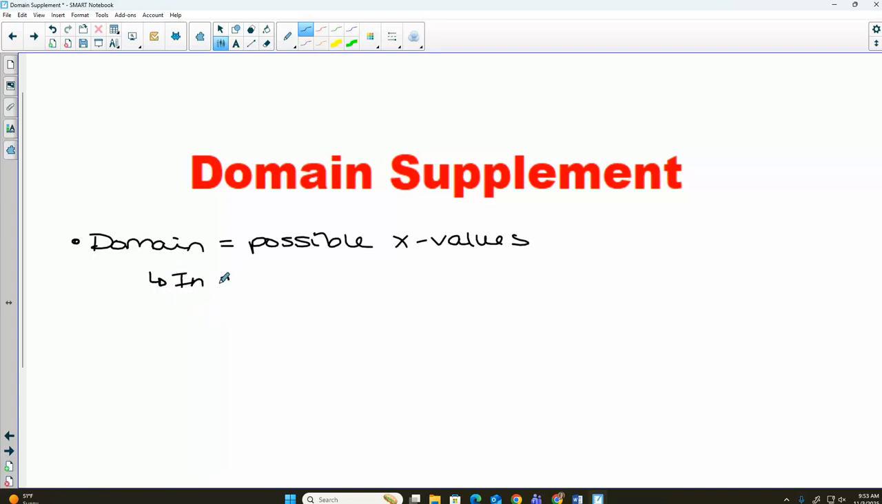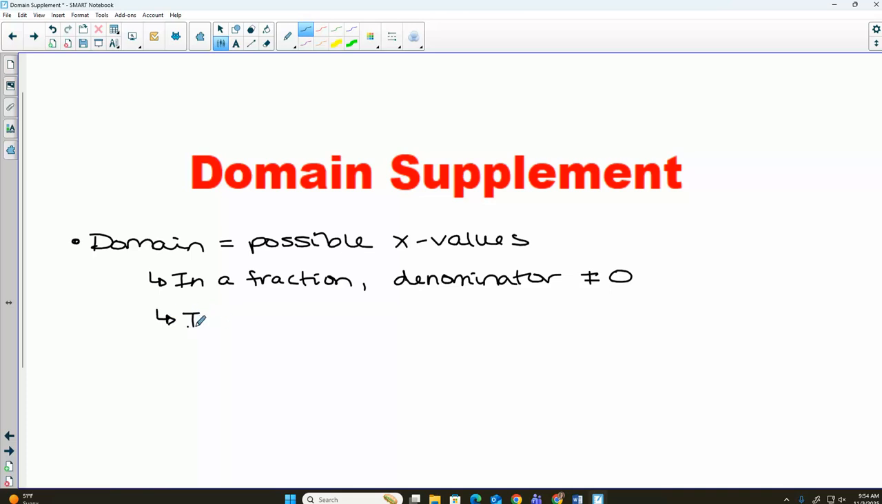In a fraction, the denominator, so the bottom of the fraction, cannot be 0. Okay, in a fraction, we can never divide by 0. If you do it on your calculator, it gives you an error.